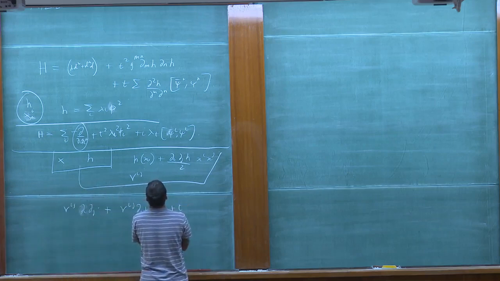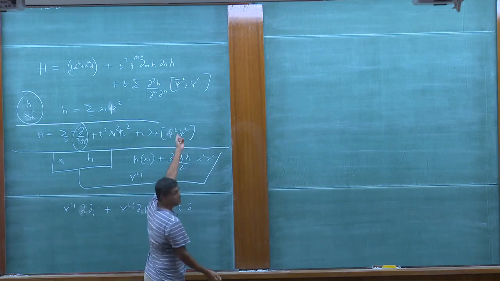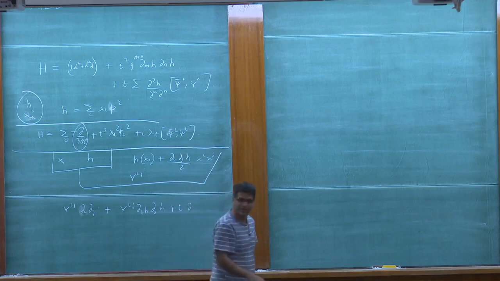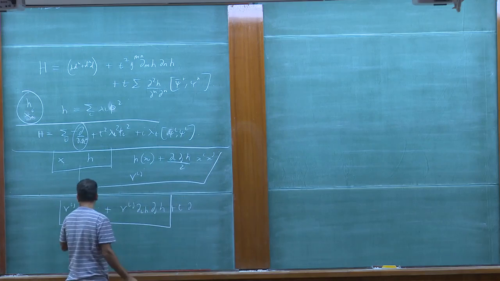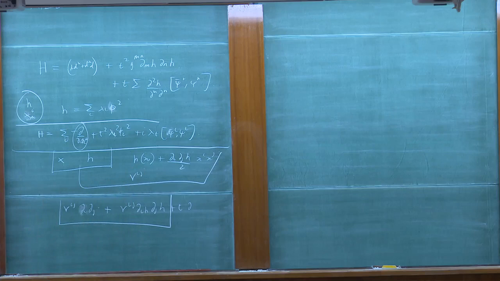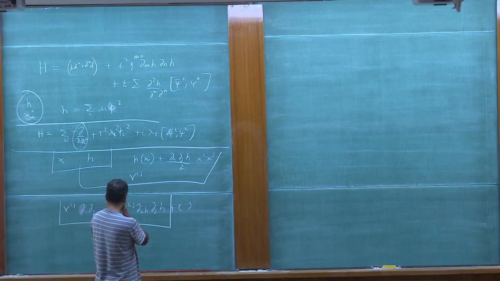Plus T times del. Okay, that part we can always get rid of by redefining the size. So I'm not going to worry about that. Your question really is, how do I know that I can simultaneously diagonalize both these things? This is a function of phi and this is a function of coordinate. So we can do that simultaneously, right?